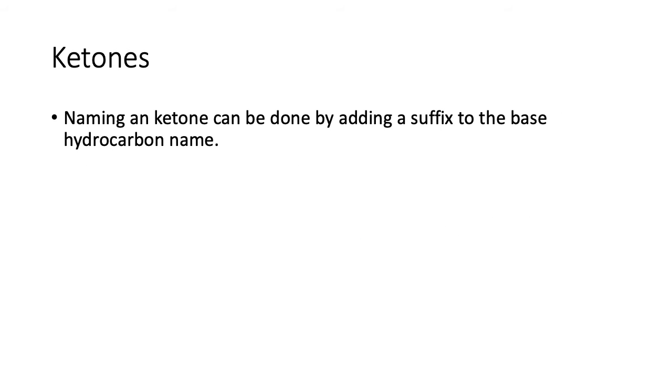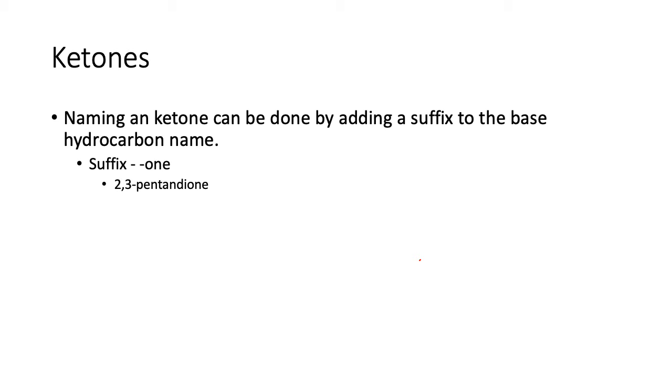Okay, so naming a ketone is done by adding a suffix to the base hydrocarbon name. What's a suffix? It's an "-one". So something like propanone, prop for 3. Remember that the ketones have to be in the middle, so therefore that must be on the middle carbon. That's propanone. Oh, whoops. Okay, well, let's go through that again.